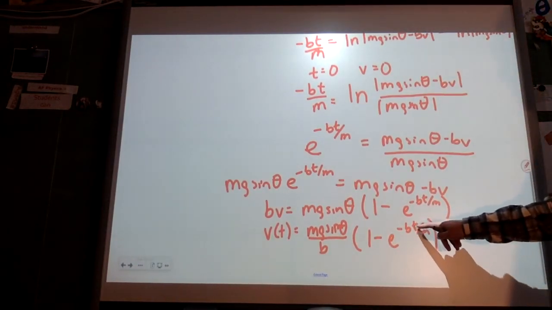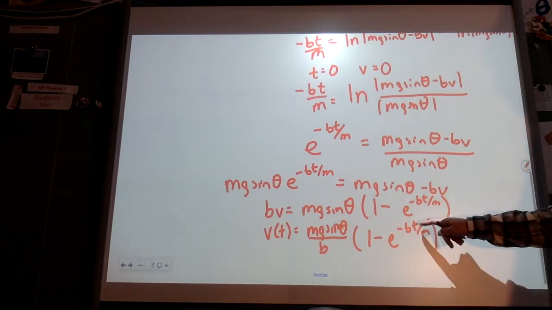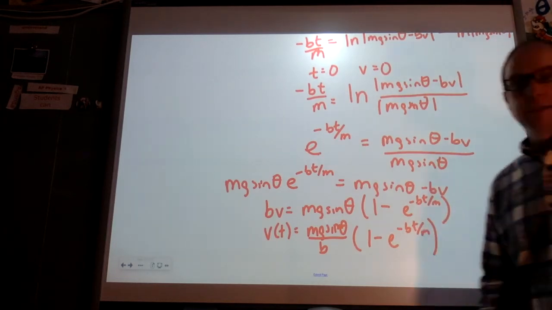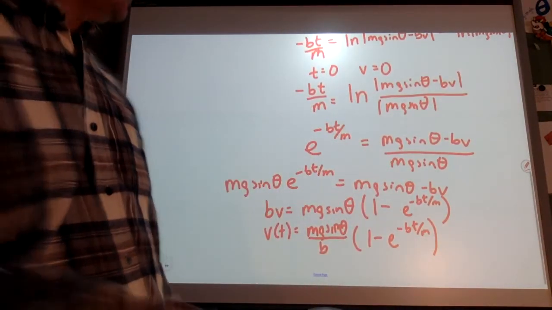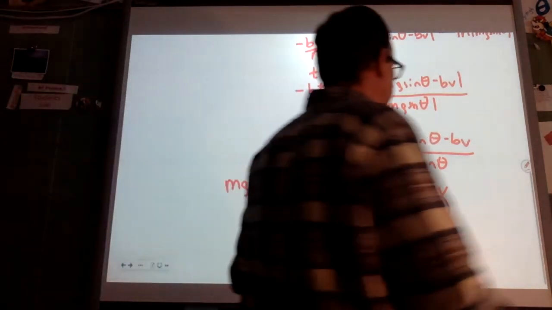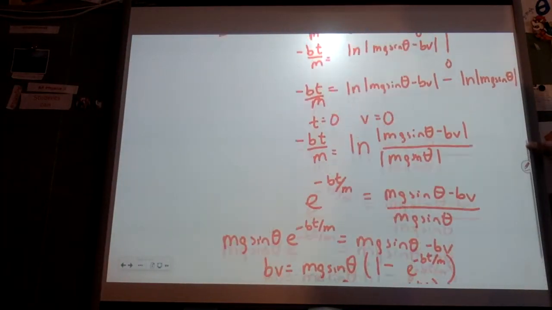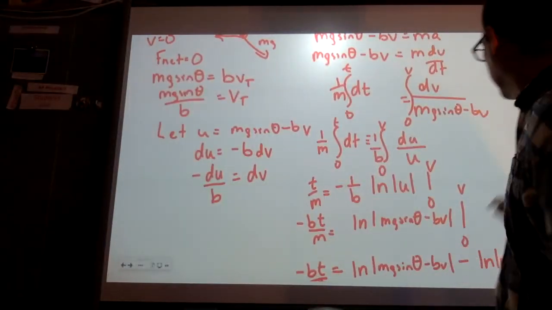As t gets bigger, the exponential term is going to approach 0, right? And that means I have mg sine of theta over b, which should be what we got for terminal velocity. So with mg sine of theta divided by b, our terminal velocity, it was. So that works.